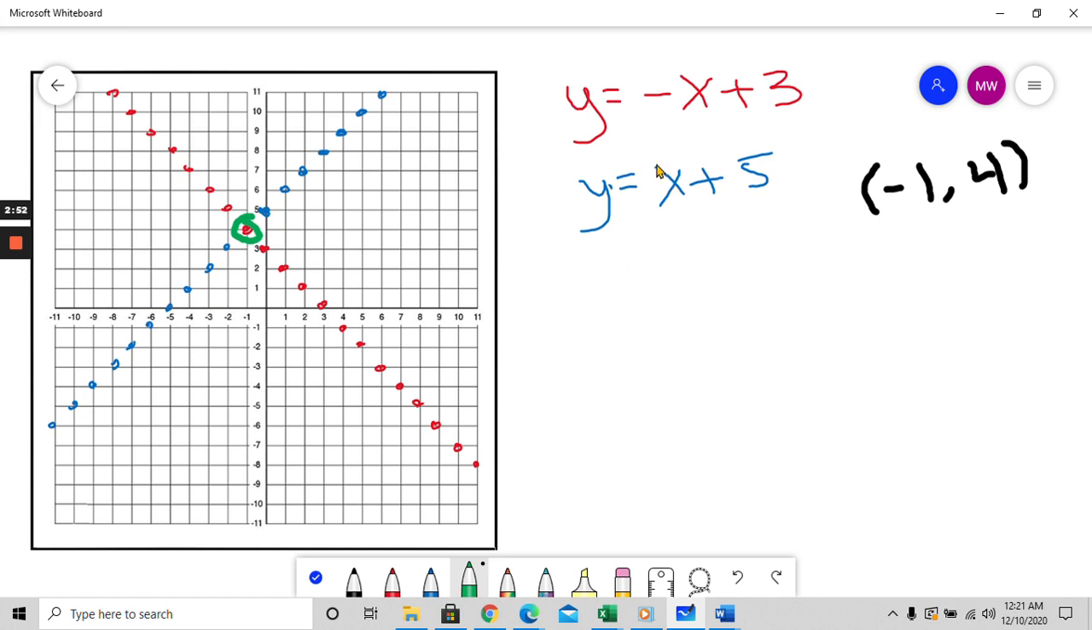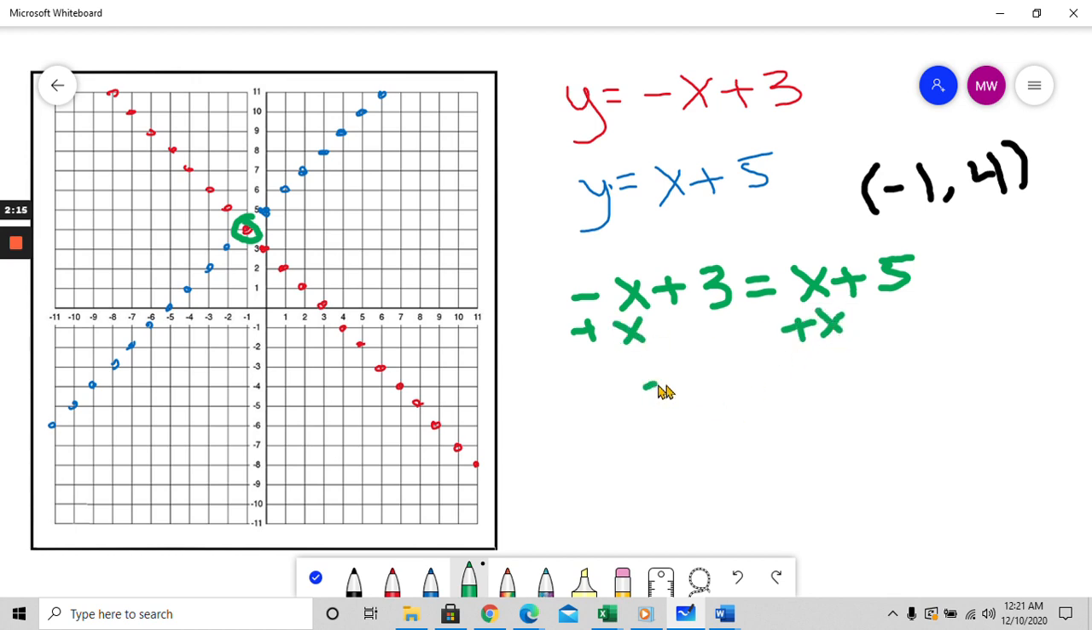And so I can say that if negative x plus 3 equals y, and x plus 5 also equals y, that must mean that negative x plus 3 has to be equal to x plus 5. If they're both equal to y, they're both equal to each other. And because they're both equal to each other, I can solve for x. So I'm going to add x to both sides.